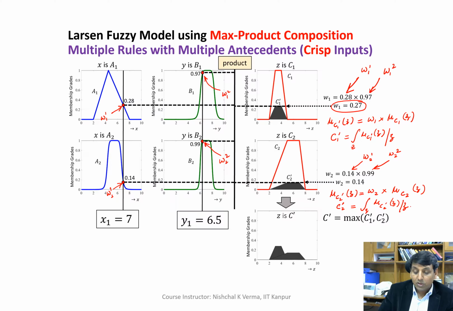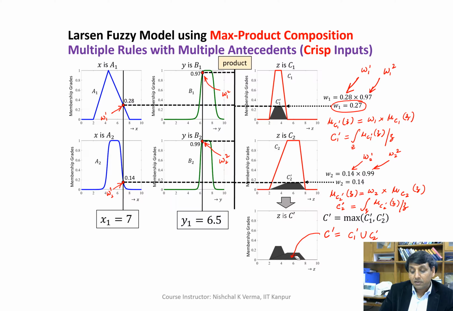So both the outcomes are now maximized. The union of the two fuzzy sets is taken. So here we take the max of C1 dash and C2 dash, and this is the same as C dash is equal to C1 dash union C2 dash, and this is the outcome. So this is the fuzzy outcome, and we use suitable defuzzification methods to get the crisp output.